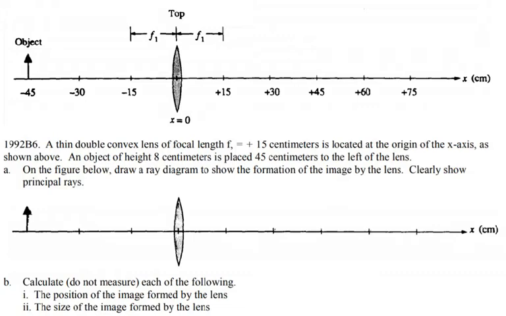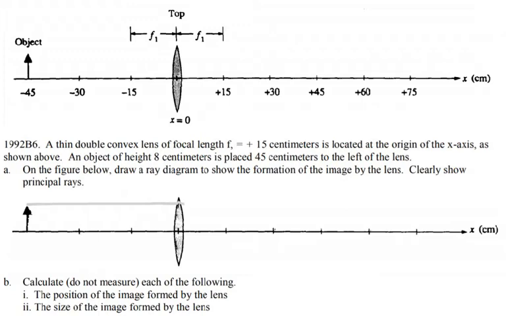An object of height 8 centimeters is placed 45 centimeters to the left of the lens. On the figure below, draw the ray diagram to show the formation of the image by the lens, and clearly show the principal rays. To do the principal rays, we follow the rules of the rays: one parallel to the axis and then through the focal point, and the focal point is 15.